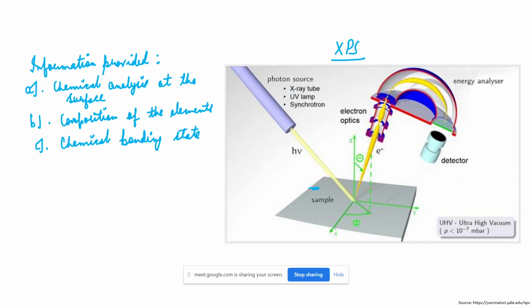So how does XPS work? With any spectroscopy or microscopy, you need to have a source. Here your photon source can be an X-ray tube, a UV lamp, or a synchrotron. Your photons come from here and hit the sample. Once they hit the sample, photoelectrons are emitted from your sample. So these are the photoelectrons.